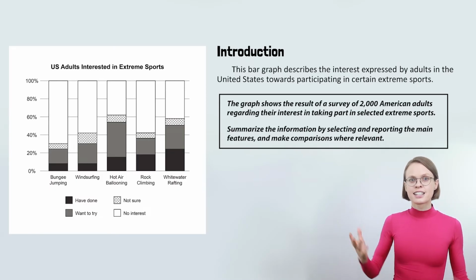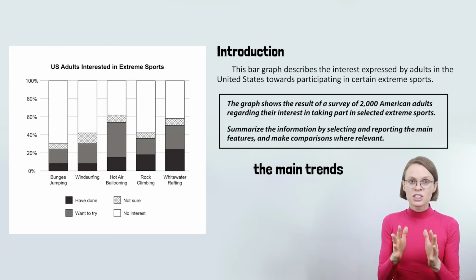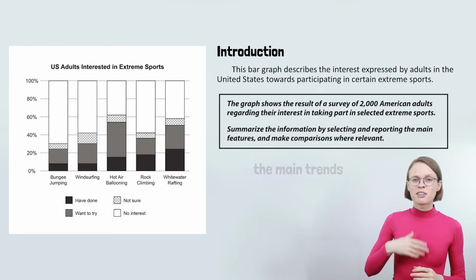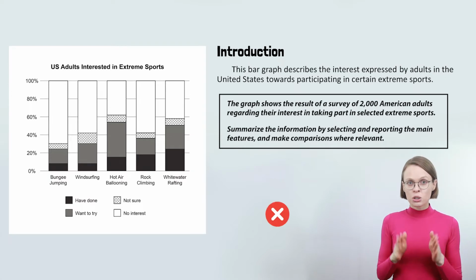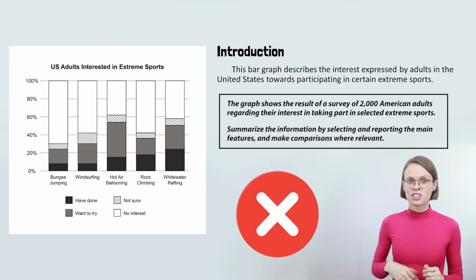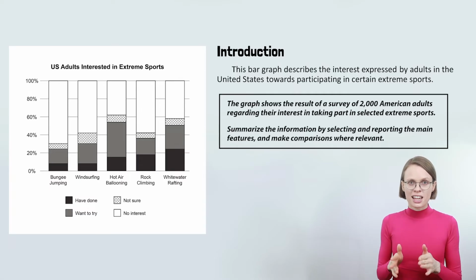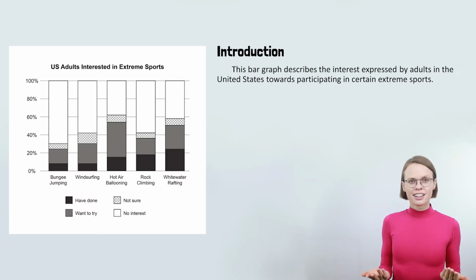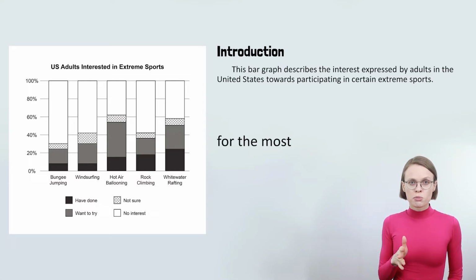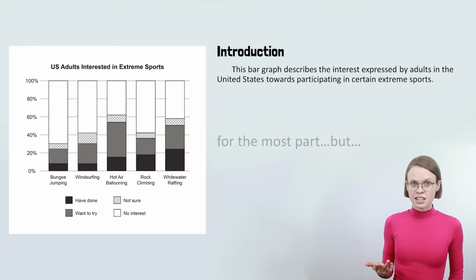My next sentence summarizes the main trends in the graph. It gives an overview. Don't give specific details such as numbers in the overview. Just describe the main trends you see. Like I said, I can't use ideas related to changing over time. So I use "for the most part", but to show the main idea that I see.